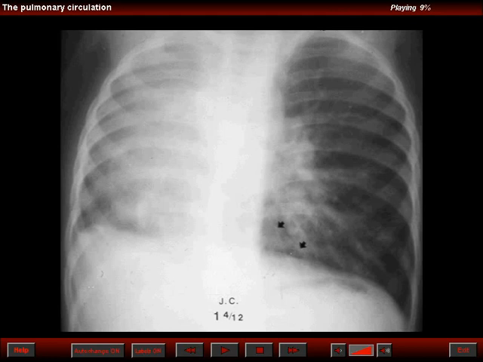Here are a group of cases of horseshoe lung. Note on this frontal view of the chest that the right lung appears hypoplastic. We see some abnormal vessels close to the left side of the diaphragm.